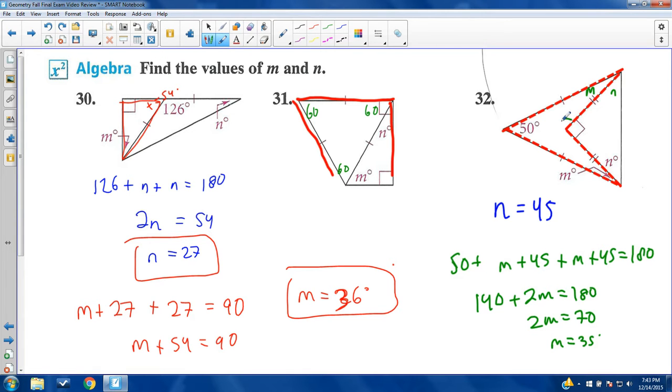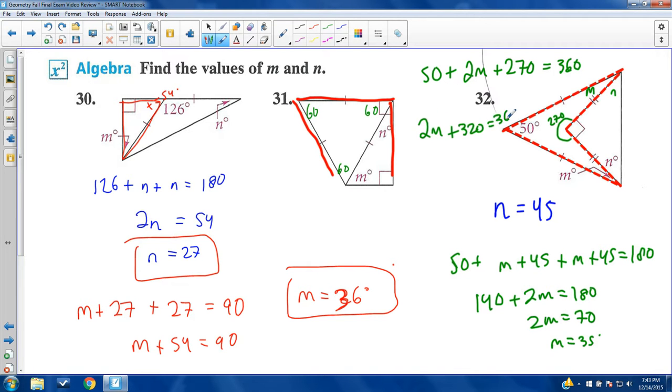This angle right here is the opposite of 90 in a 360 degree thing. This is 270. So I could do 50 plus 2 of the m's plus 270 equals, now in a quadrilateral, the interior angle sum is still 360. So then you'll get 2m, let's see, 50 plus 70.